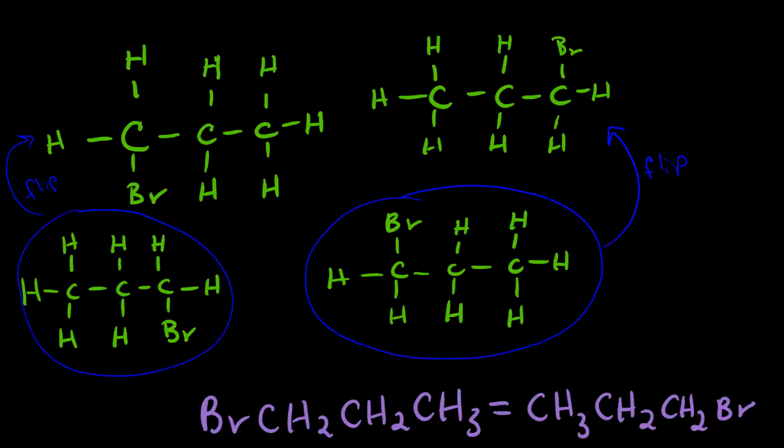In terms of the positioning of the bromine atom, these are all sigma bonds here that are free to rotate. And so where the bromine is in space in this particular example does not matter.